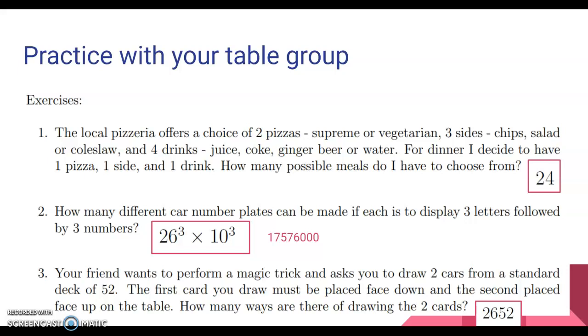So for the first card that you draw, there's 52 cards in the deck. You're going to pick one of them. So you have 52 options for the first card, and that's placed face down. Now that one card that you picked is out of the deck. It's sitting on the table. The second card, there's only 51 options now. Therefore, 52 times 51 is 2,652. That's it, 52 times 51.